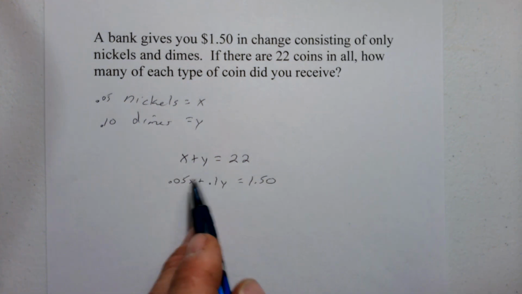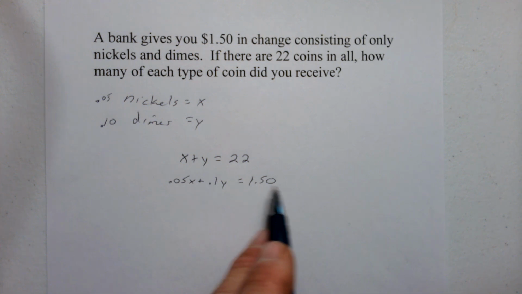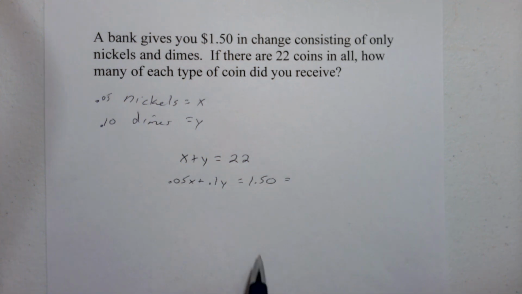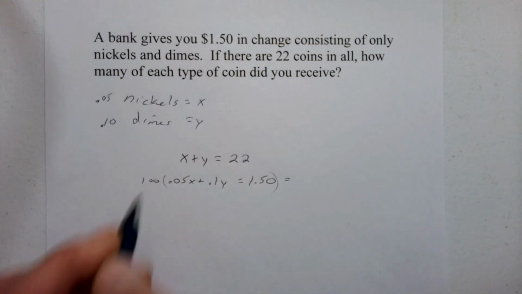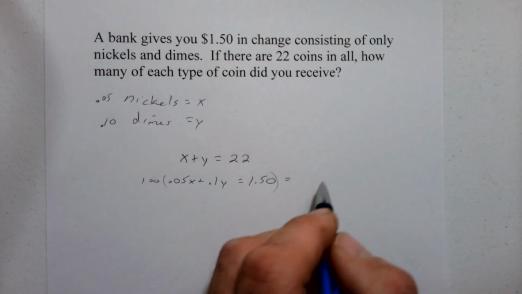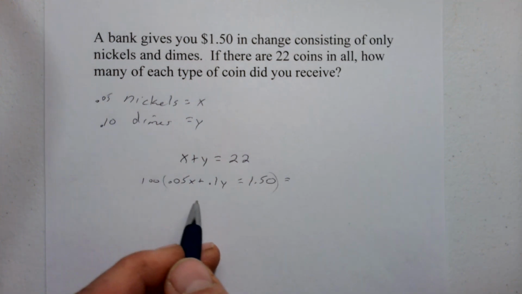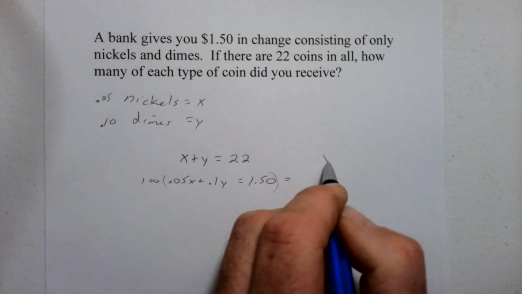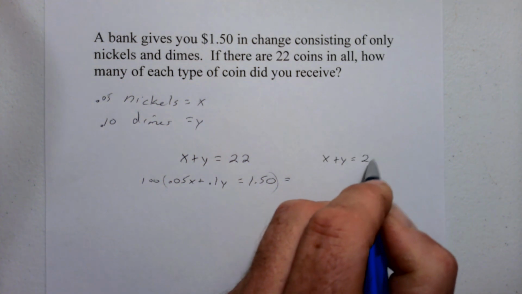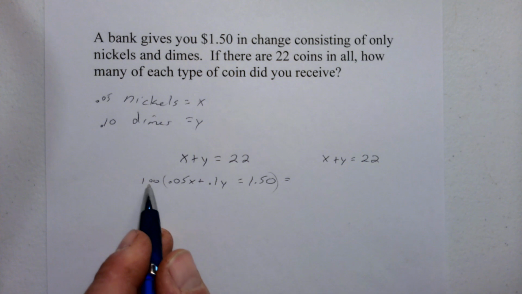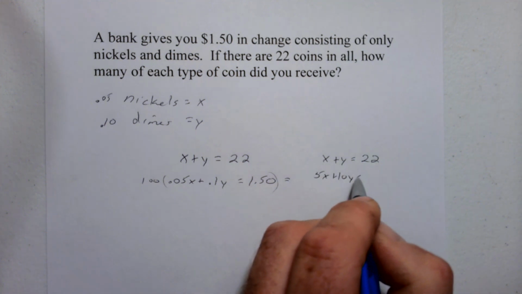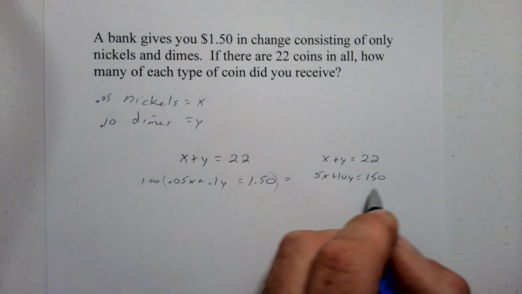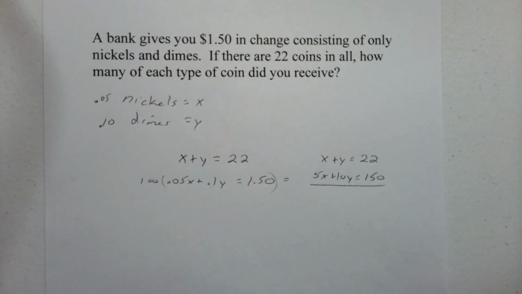Well, if we notice that second equation, I have a lot of decimals in it. We could go ahead and clear those decimals if we were to multiply that equation by 100. And you may wish to do that. If you don't want to, you're more than welcome to work with decimals. Myself, I would prefer to get rid of them. So if I multiply by 100, we get 5x plus 10y is going to equal 150. Now I've got a nice equation I can work with.